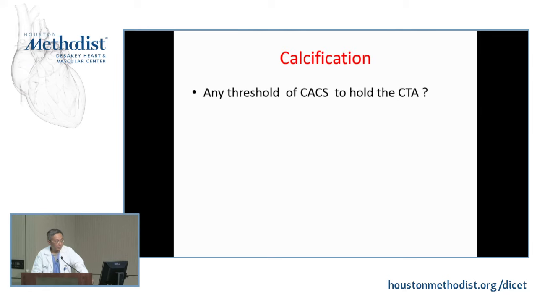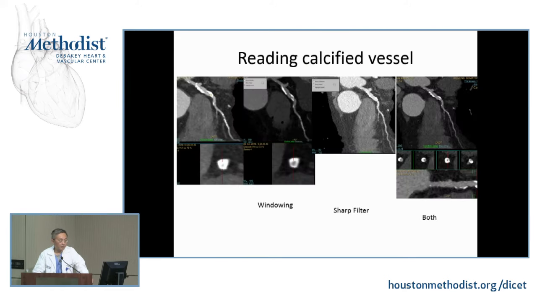Okay. Calcification, we all know very well, negatively affects the accuracy of coronary CTA. We've all heard this before. The question is whether there is any threshold of coronary calcium score at which to hold the contrast study. First, let's learn how to read the calcified vessel. This is the image of a patient's LAD with a lot of calcification. You can't tell if there's a stenosis here.